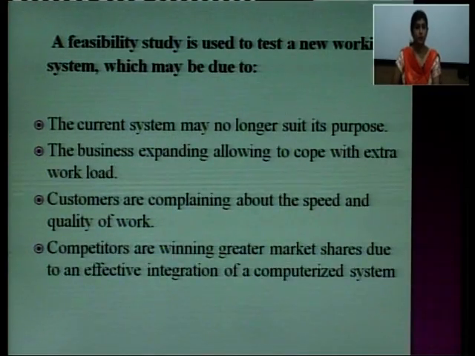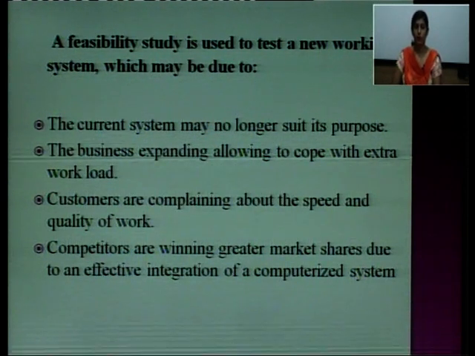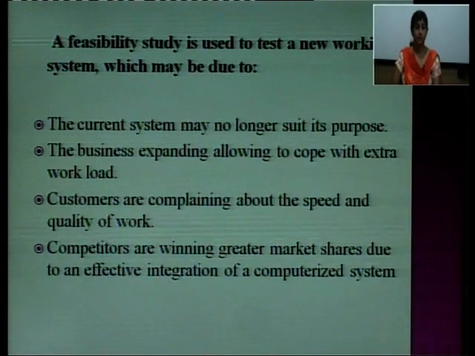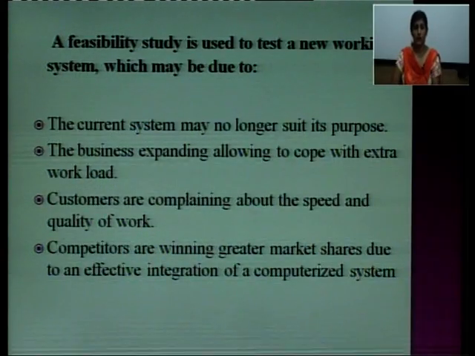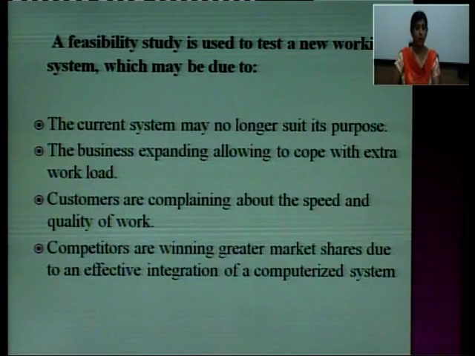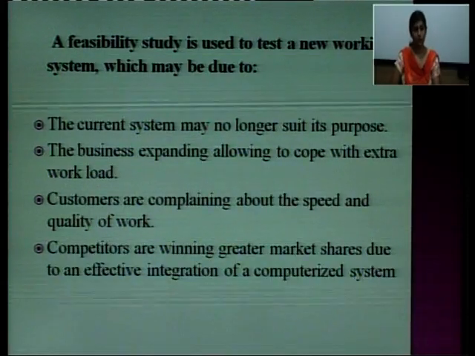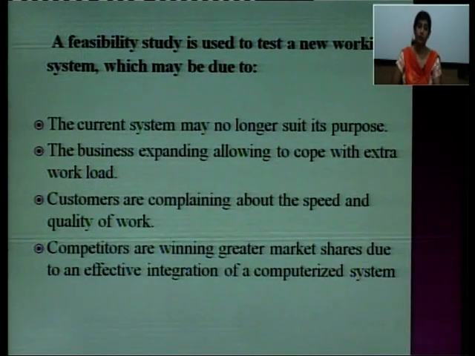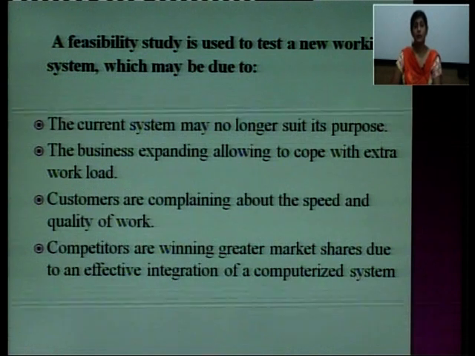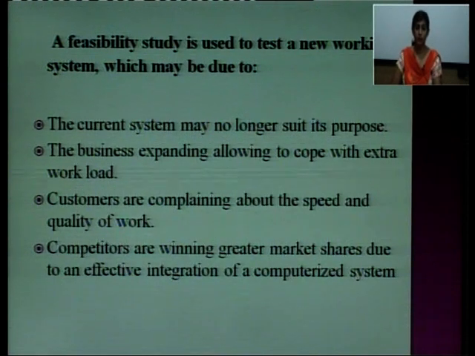Now, a feasibility study is used to test a new working system, which may be needed because the current system may no longer suit its purpose. It means the purpose is not clear and you have developed a system that is not fulfilling the requirement of the user, so the system may no longer be used. Next is the business expanding, needing to cope with extra workload. Next is customers complaining about the speed and quality of the work. Next is competitors winning greater market share due to an effective integration of a computerized system.